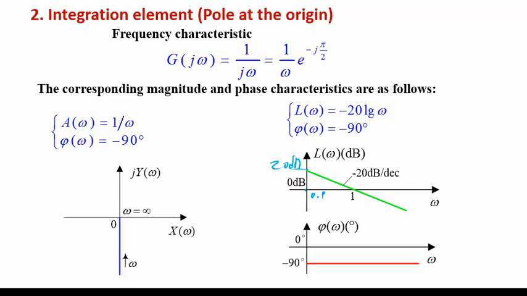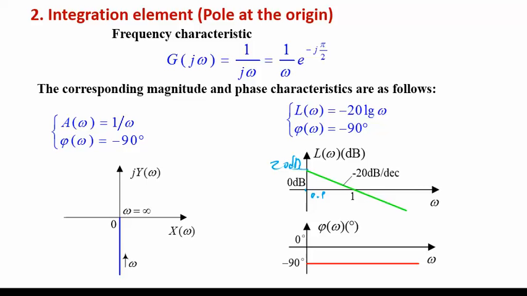Across all frequencies. It's not like K, it's not independent of frequency. This is a linear function of frequency with a slope of minus 20, going through the crossover frequency, which is 1. We call this the crossover frequency. Crossover is basically where the magnitude is 0, the magnitude crossover.